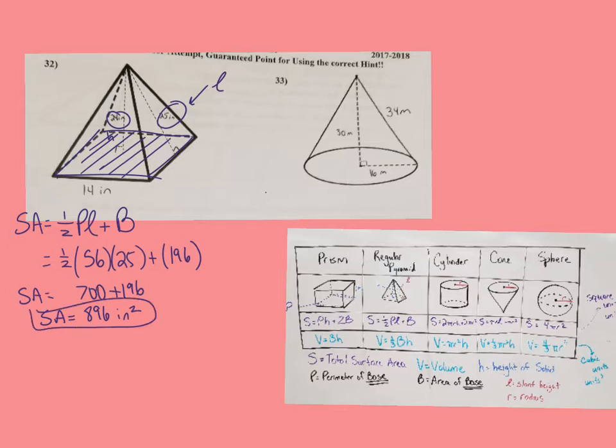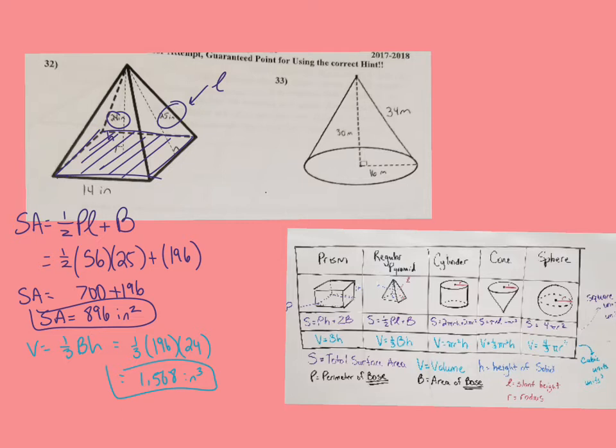Now volume, very similar. So volume, remember, it is a pyramid, so I'm going to do 1/3 the area of the base, that's why it's big B, times the height. So it's going to be 1/3. Area of the base is 196. The height is 24. So I'm just going to put that into my calculator. So I end up getting 1,568. Now remember, it is cubic inches. It is cubic inches. All right. So that's it for 32.